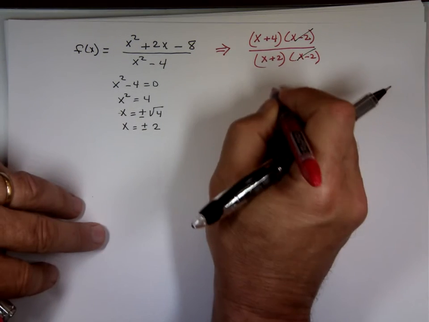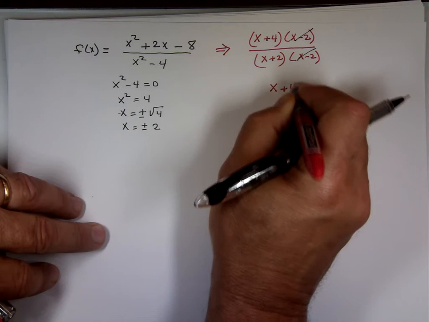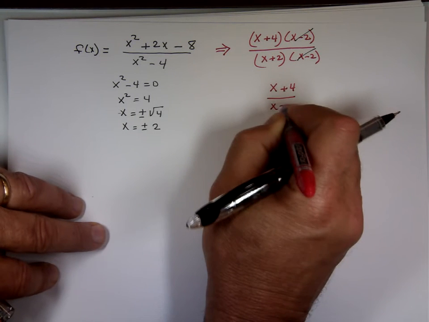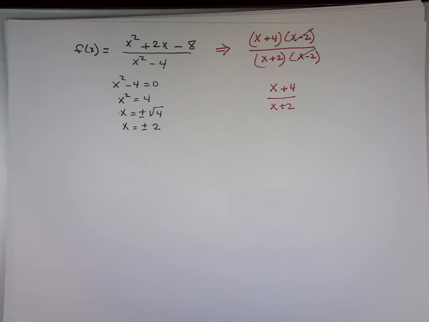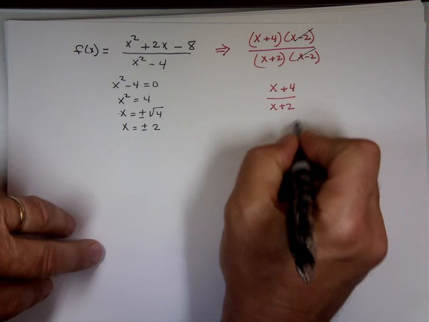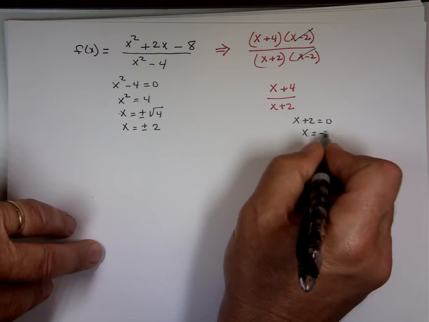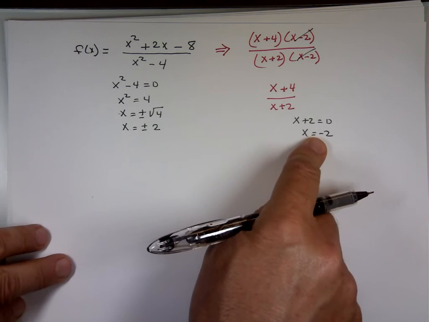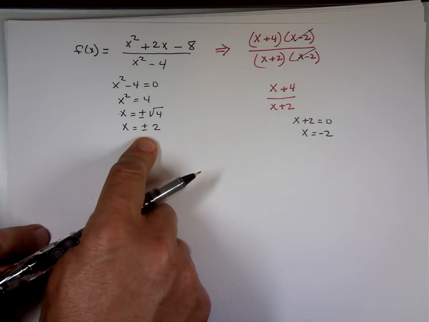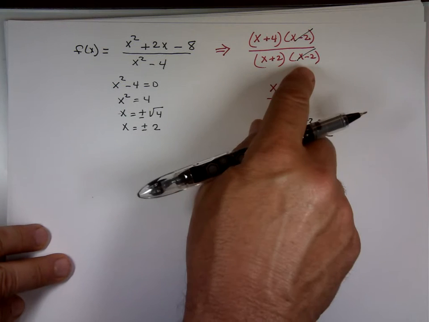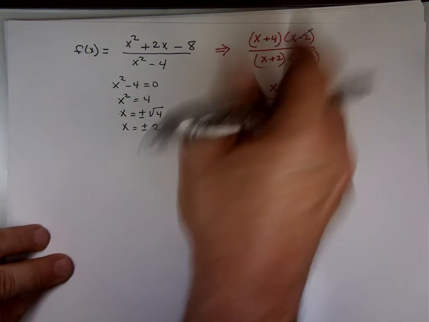So what the calculator is going to graph for you is this function. And this will have only one vertical asymptote. Where? At x equals -2. You're only going to see that, not this one. That's at x equals 2, that's a removable discontinuity.